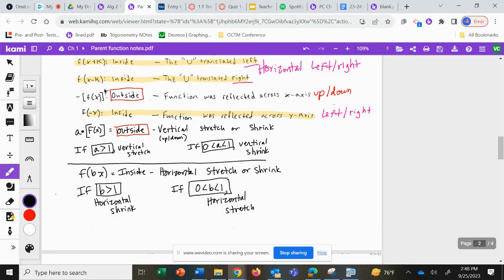It's a shrink. Okay. So once you have these down, I have a worksheet which I'm passing out right now. And we're going to finish our notes and just do some of these from the worksheet.